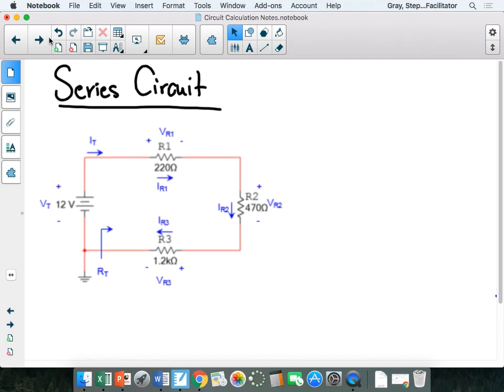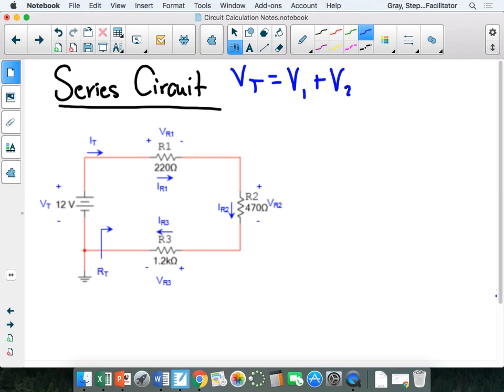So this is a series circuit. And I really feel like a chart is helpful when you do parallel or series. The biggest thing that you want to remember in a series circuit is that your voltages, the total voltage, is equal to the sum of all the voltages. But the total current is basically consistent throughout a series circuit.